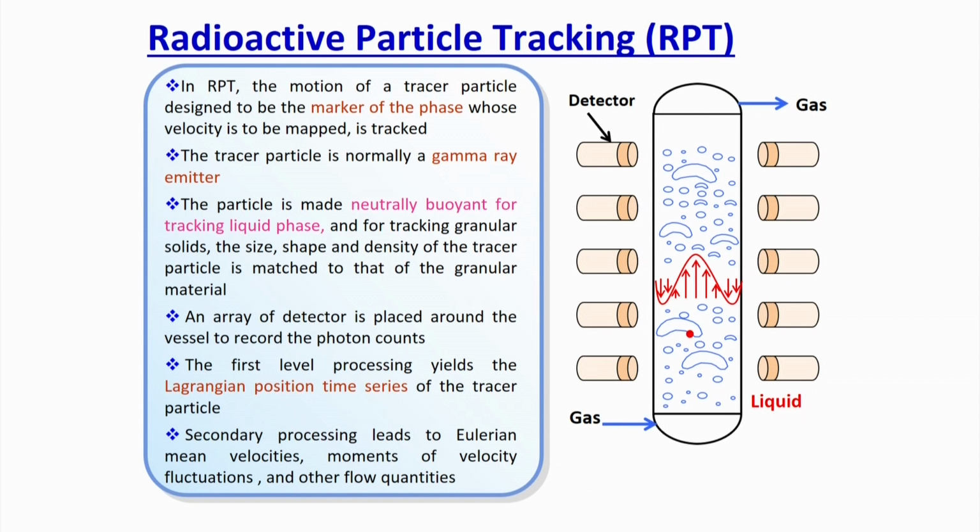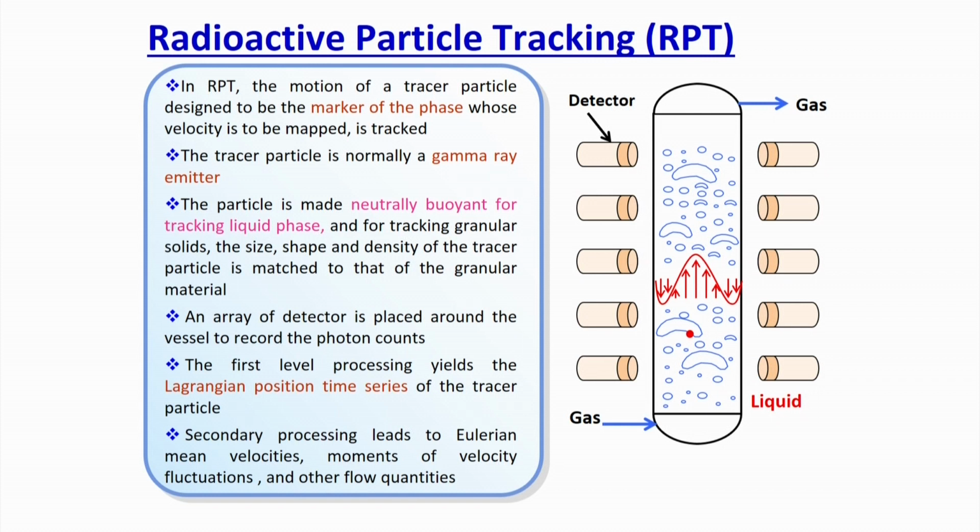Now, activity, as I said, is defined as the disintegration per second. So, the number of gamma ray disintegrations per second. Suppose I am talking about an activity of 1 Curie, it gives 3.7 into 10 to the power 10 disintegrations per second. It means 3.7 into 10 to the power 10 gamma rays will be emitted per second by the particle.